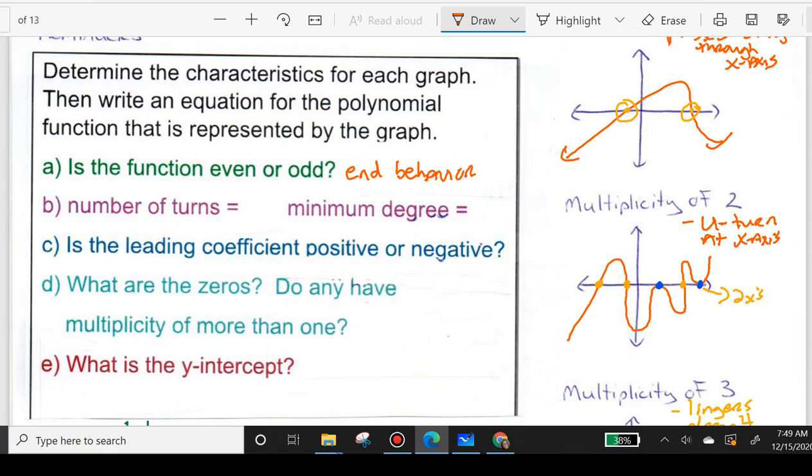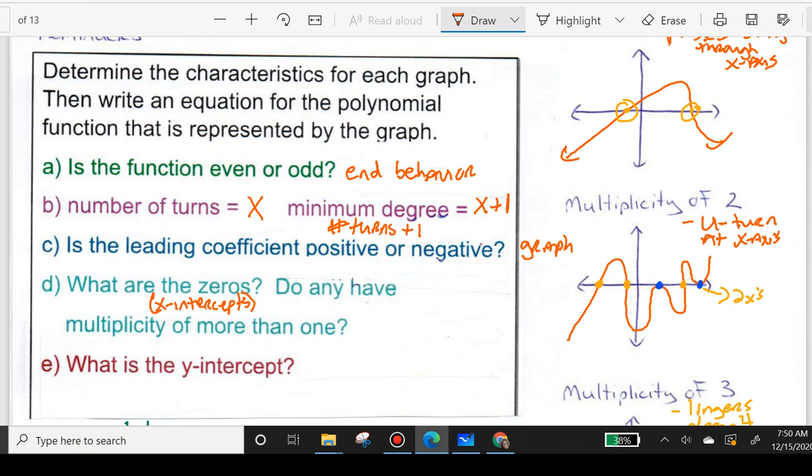Determining the number of turns, that should be something that you can easily distinguish from the graph. So we'll say the number of turns is x. The minimum degree is going to be the number of turns plus 1. So in this case, it would just be x plus 1. We're writing this out. Is the leading coefficient positive or negative? Again, that's something you should be able to determine from the graph. By looking at if you know it's even and it's down, then you should know that it's negative, etc. So there's different things that you should always also be able to determine from the graph. What are the zeros? Again, the zeros are the x-intercepts.